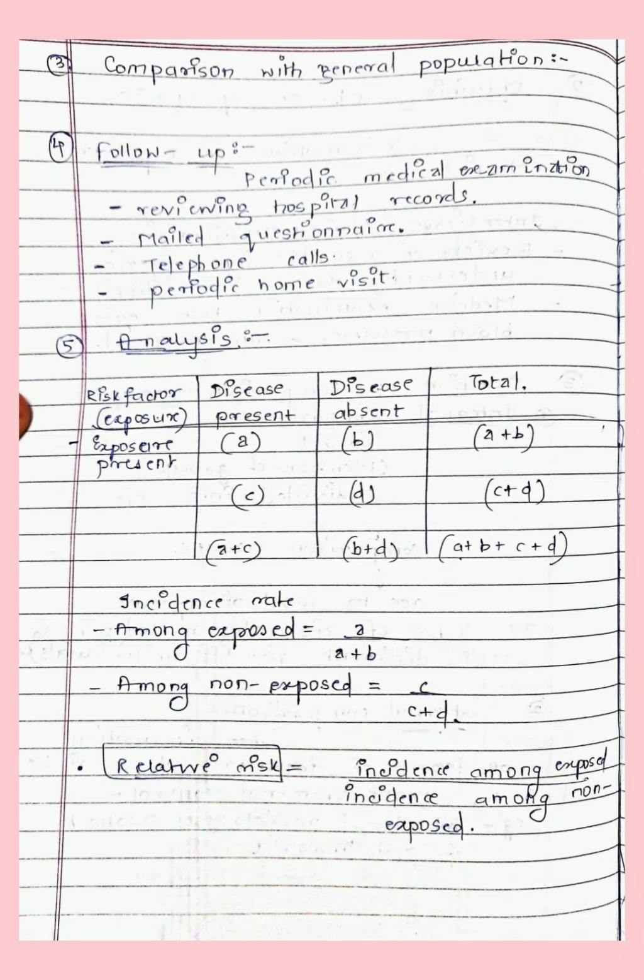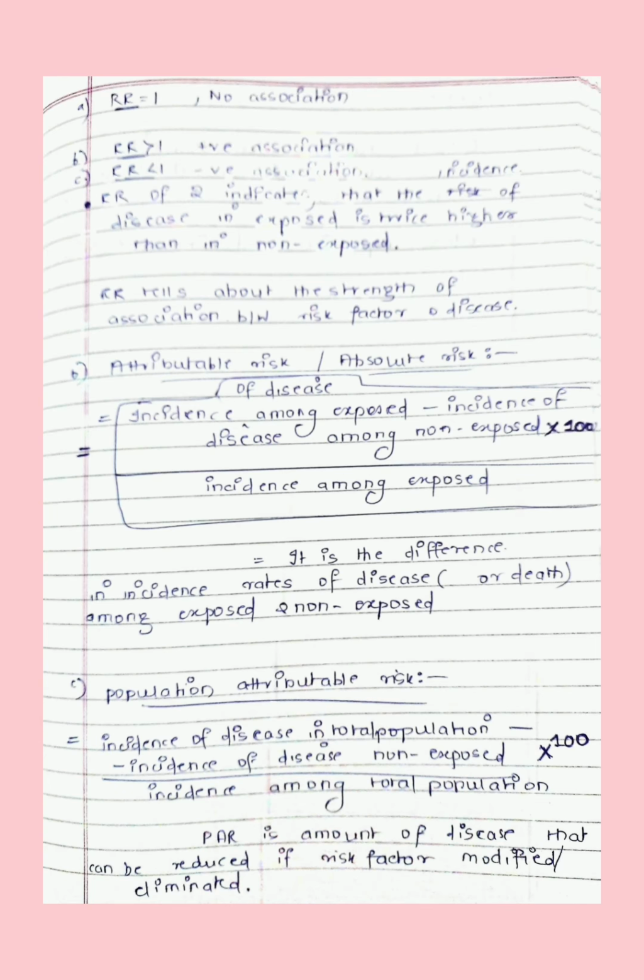Fifth step is analysis, which is very important. In the case control study, we were calculating the odds ratio. But here in the cohort study, we calculate the relative risk, attributable risk, and also the incidence rate. You make this table in the exam, and this way we calculate the incidence rate. And you also remember this formula for relative risk. When relative risk is around 1, that means there is no association; if it is more than 1, there is a positive association; if less than 1, it is negative.